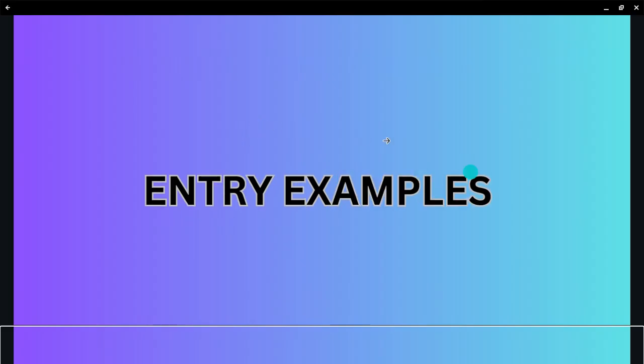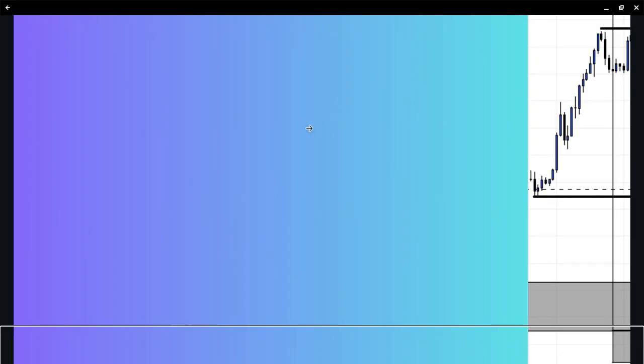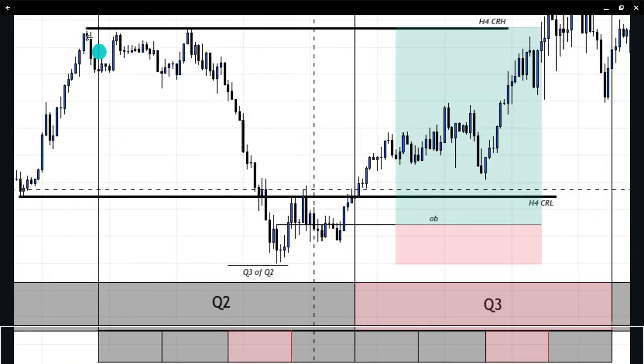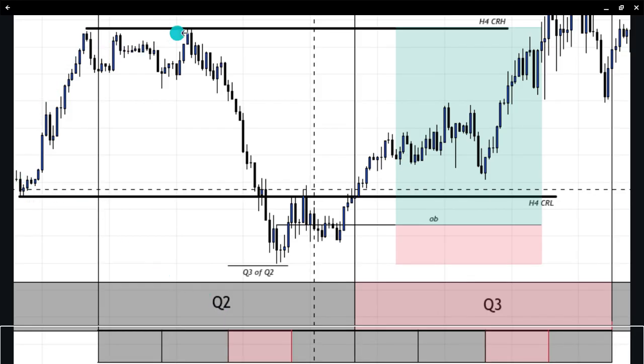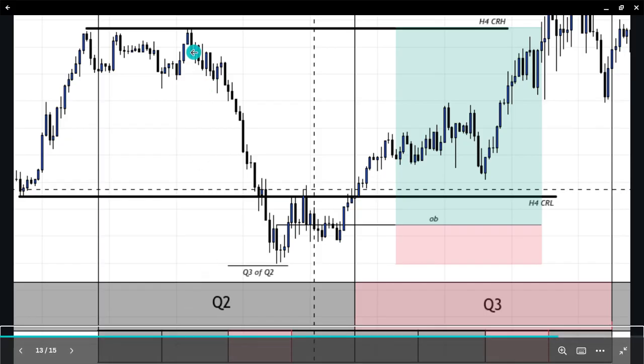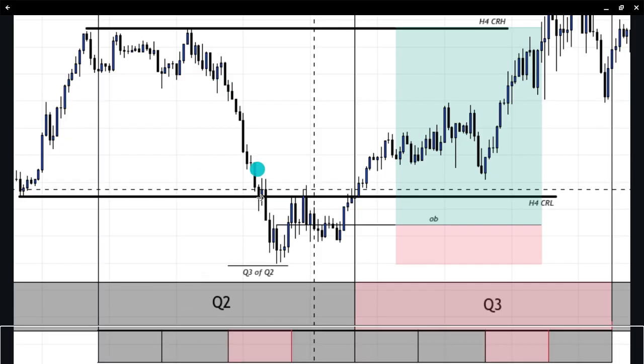Few entry examples in my next slide, and you will see what I'm speaking of. This thing right there, we have a 4-hour high, we have a 4-hour low right there. Okay, this is Q2 accumulation right there. The manipulation starts over here right at the Q2 of Q2. All right, then we drop below into the third quarter of Q2.